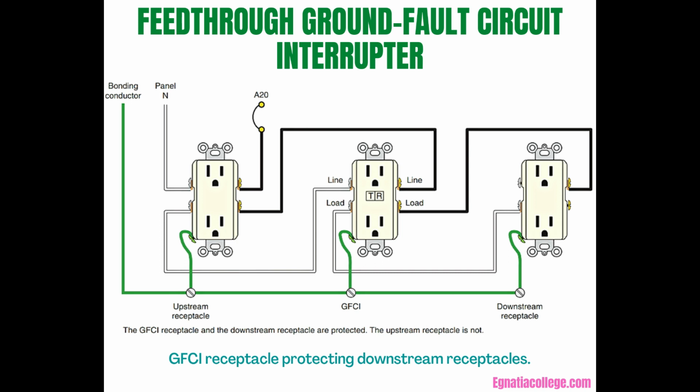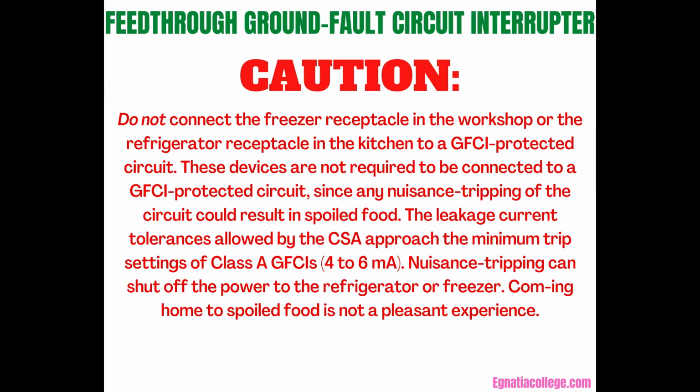Rule 26-704, Appendix B. Caution: do not connect the freezer receptacle in the workshop or the refrigerator receptacle in the kitchen to a GFCI protected circuit. These devices are not required to be connected to a GFCI protected circuit, since any nuisance tripping of the circuit could result in spoiled food. The leakage current tolerances allowed by the CSA approach the minimum trip settings of Class A GFCIs, 4 to 6 mA. Nuisance tripping can shut off the power to the refrigerator or freezer. Coming home to spoiled food is not a pleasant experience.